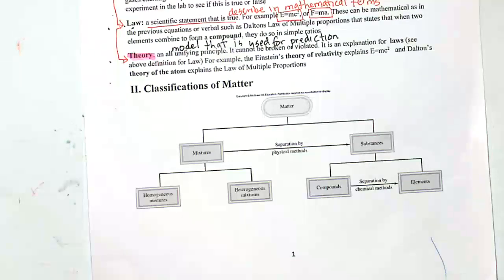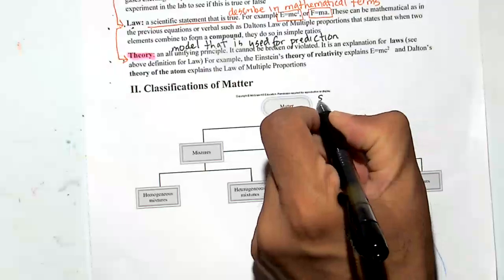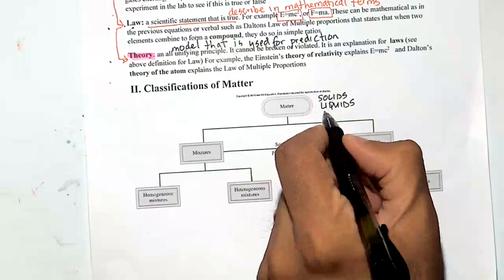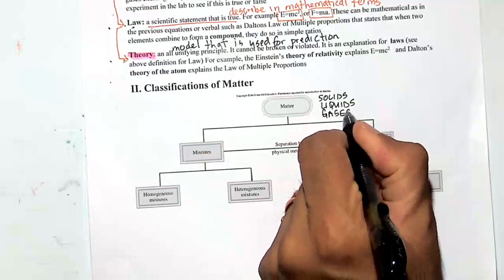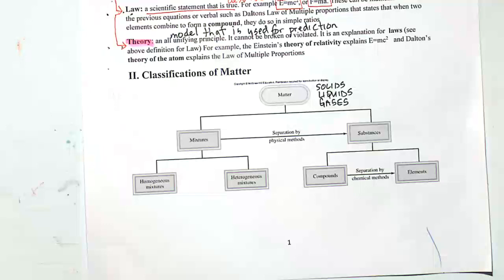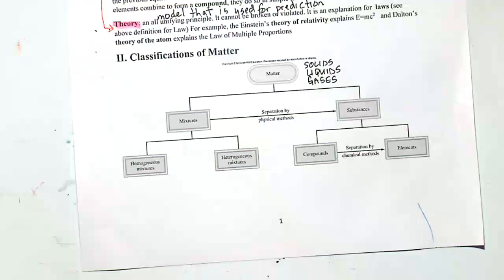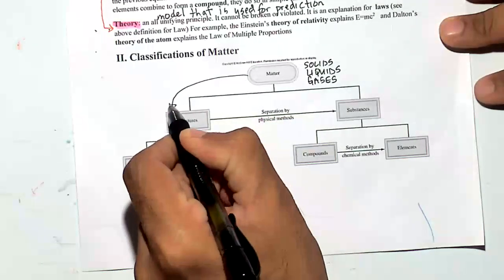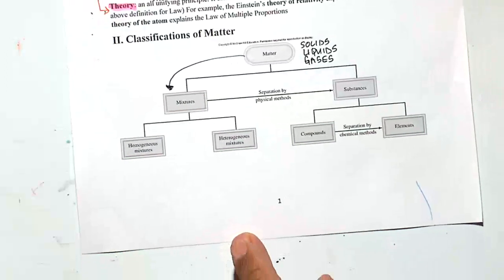All right, I want to go over this table with you guys here. So chemistry is all about breaking things down. Break down, break down, break down. We're going to break down matter, which are solids, liquids, and gases. We can break them apart into substances and mixtures. So let's talk about mixtures here in our notes for a second.